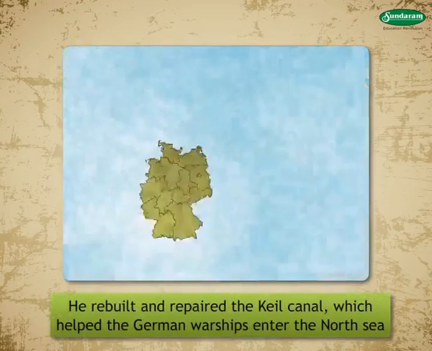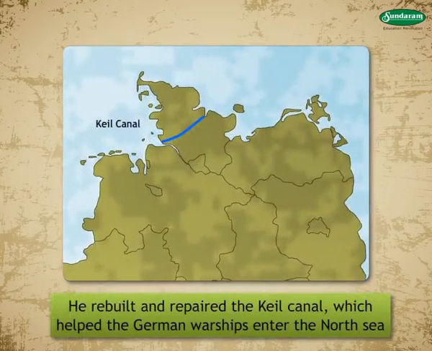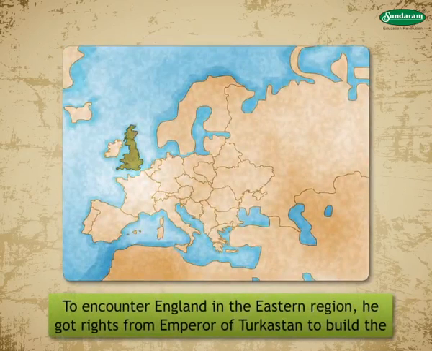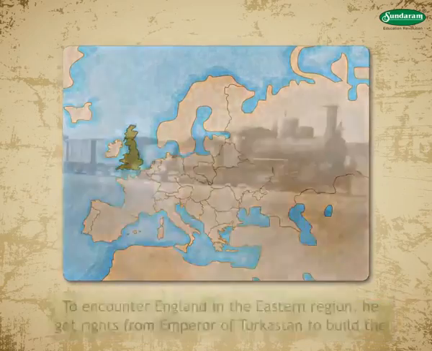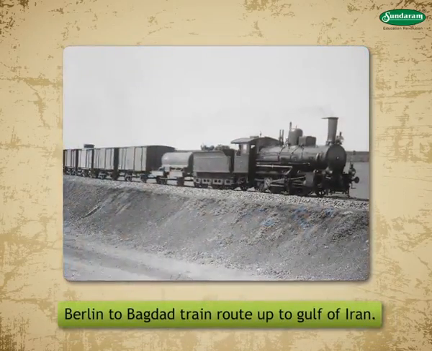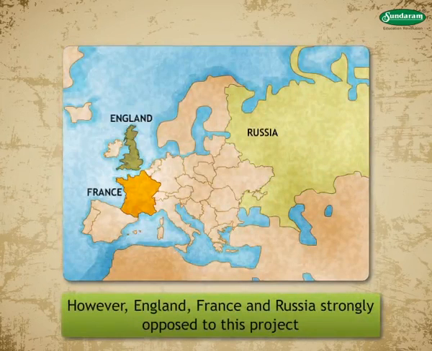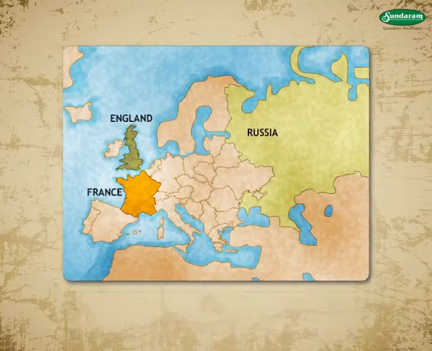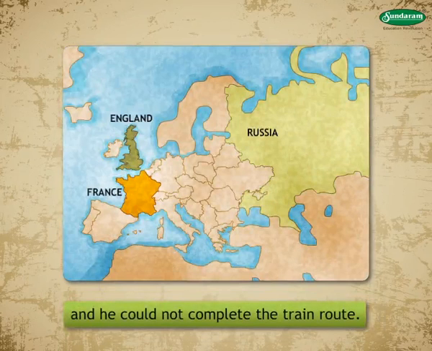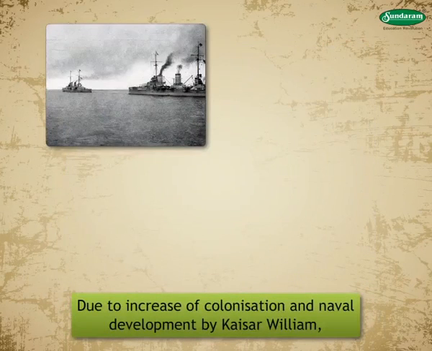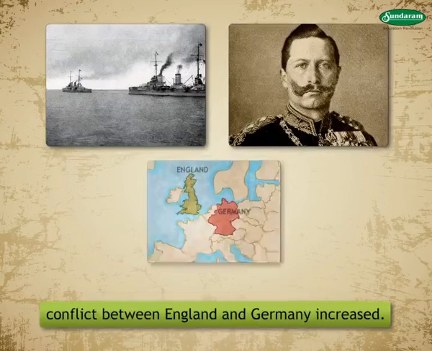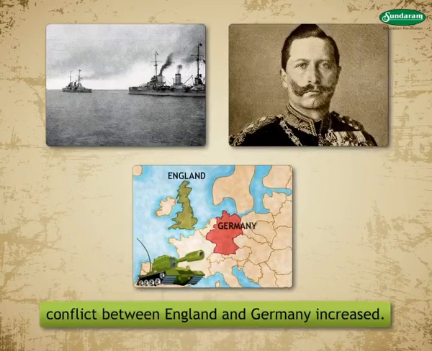He rebuilt and repaired the Kiel Canal, which helped the German warships enter the North Sea. To encounter England in the eastern region, he got rights from the Emperor of Turkestan to build the Berlin to Baghdad train route up to the Gulf of Iran. However, England, France and Russia strongly opposed this project, and he could not complete the Berlin-Baghdad train route. Due to the increase of colonization and naval development by Kaiser Wilhelm, conflict between England and Germany increased.